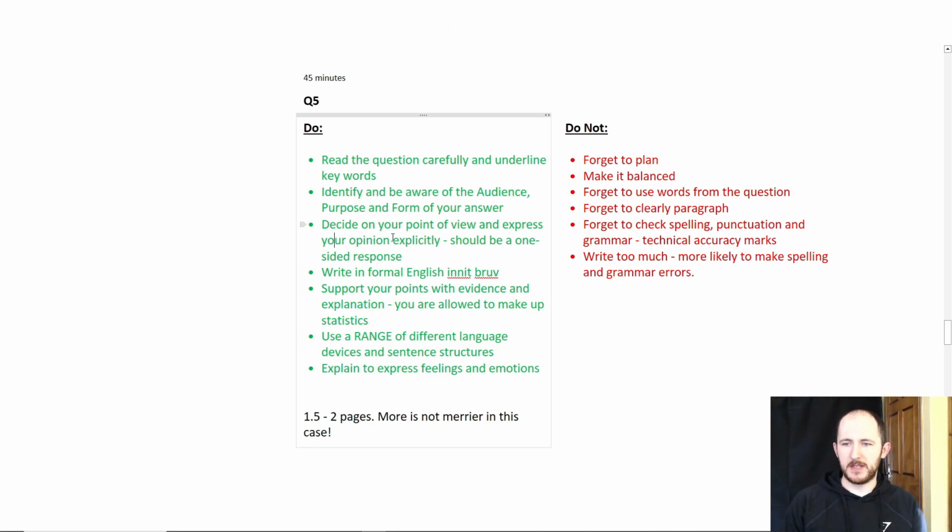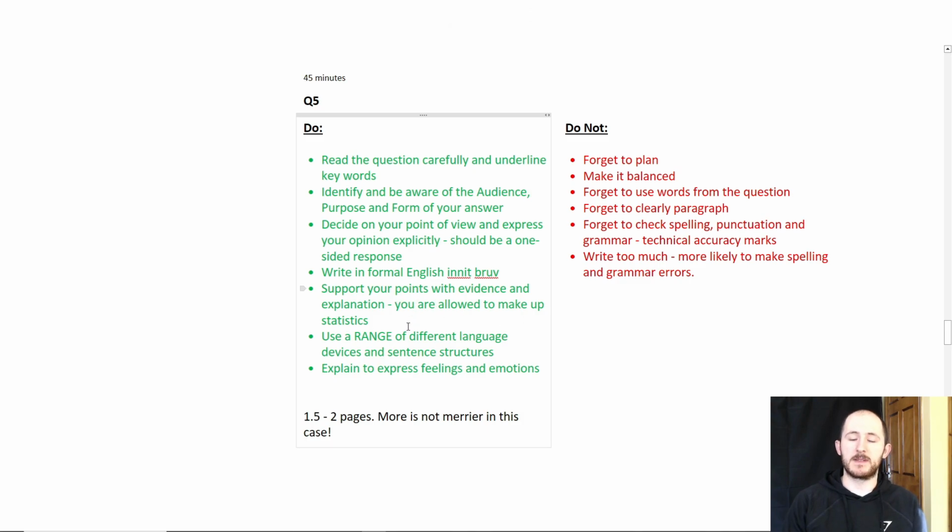So express your opinion explicitly. It should be one-sided, in practically every question 5 that I can remember off the top of my head. And write in formal English. This is quite important. You shouldn't be using slang at all, even if it's to a school. If you're standing in front of the school, you might think, well, okay, it's informal because I'm talking to my peers. I agree with you there, but always write in formal English because it is an English exam after all. Support your points with evidence and explanation.